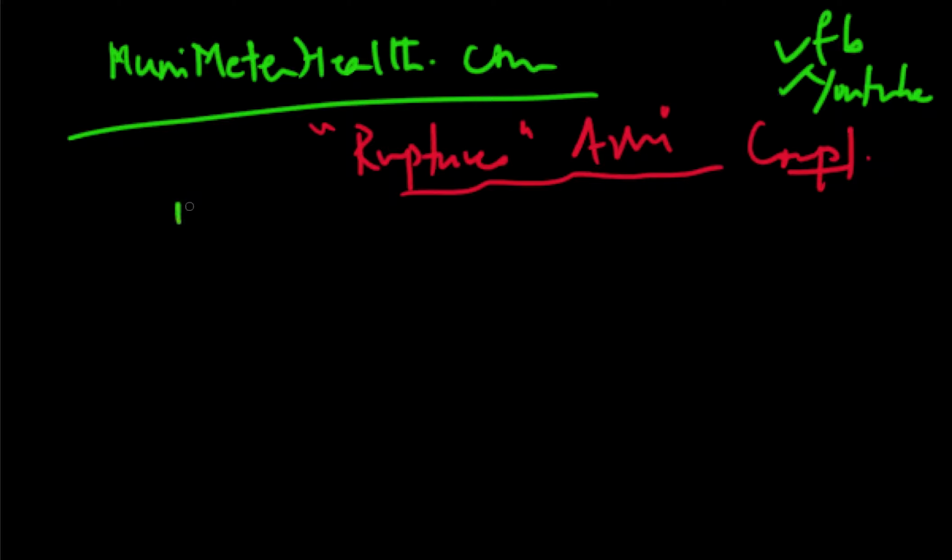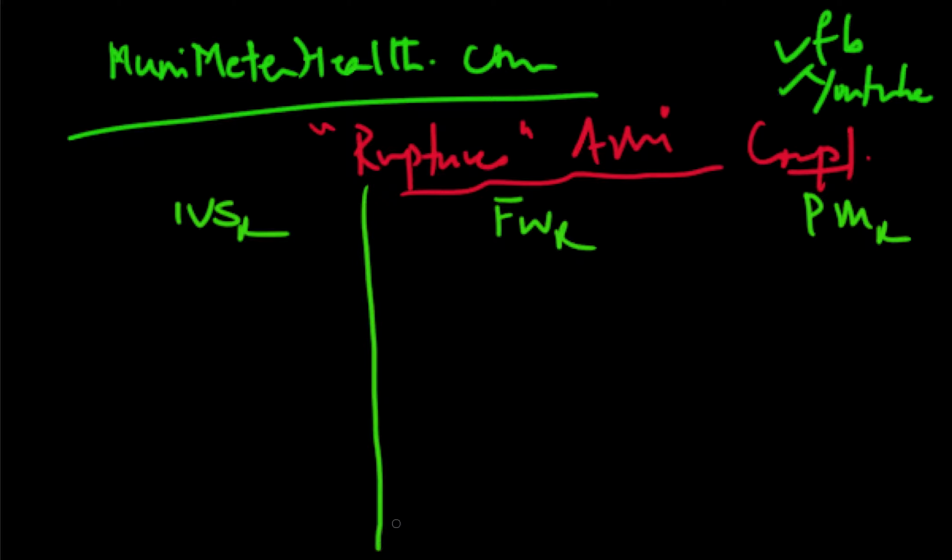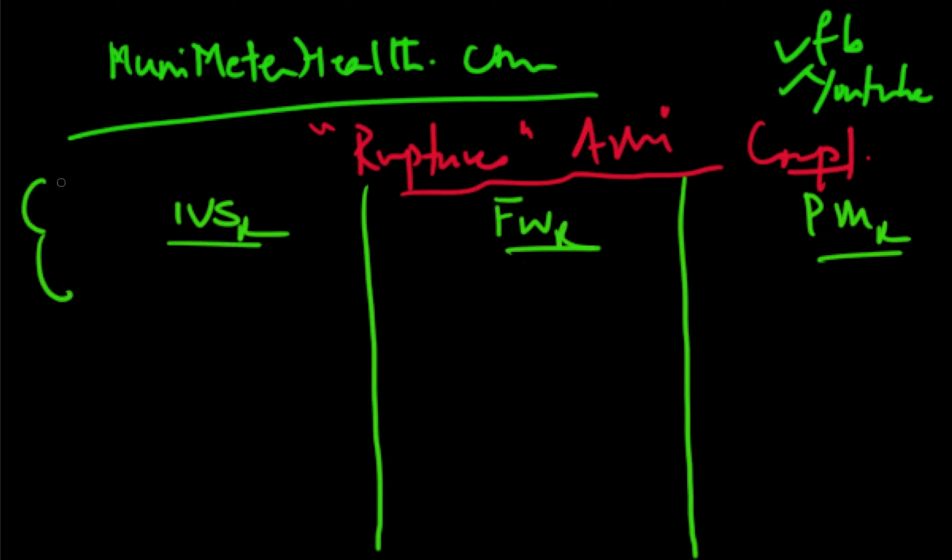One is the interventricular septum, if you will. Another variety is the free wall rupture. And the third variety is the papillary muscle rupture. So I'll just pull the rupture here so it becomes easier for all of us. And then I draw these lines here to compare and contrast the three. So what is an interventricular rupture? And let's draw a little cartoon here for our sake.